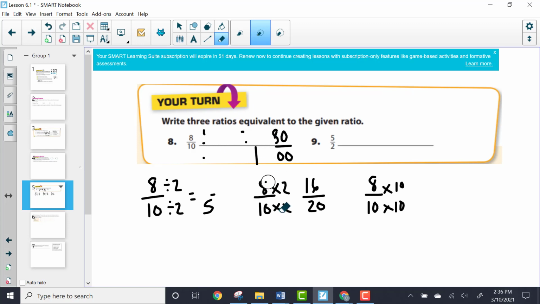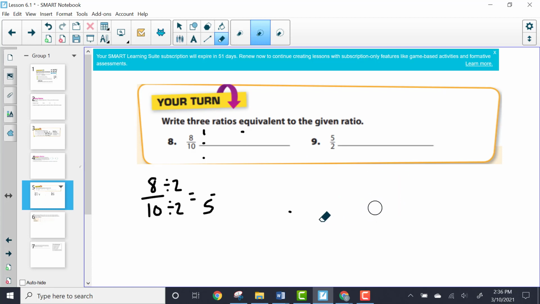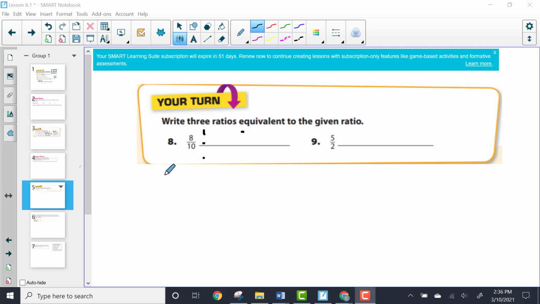Okay, so let's take a look at number 9. In other words, there's not going to be just 3, for example, that you can write for any of these ratios. So we have the ratio of 5 to 2. Let's write it out here. So we have 5 to 2. I can multiply both terms by 2.